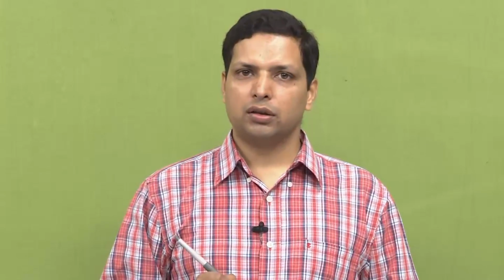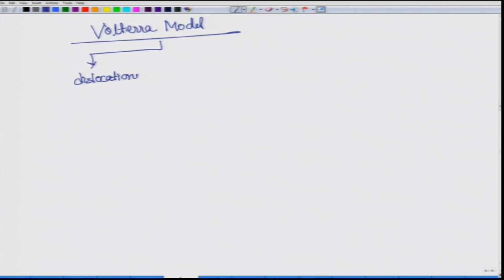Now, let us move on to begin our understanding of dislocation, but like I said, one of the other things that people were always relating dislocations with was disclination. So, what we will look at next is the Volterra model, which describes dislocations and disclinations.